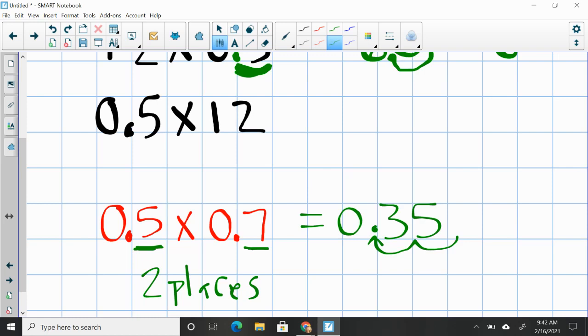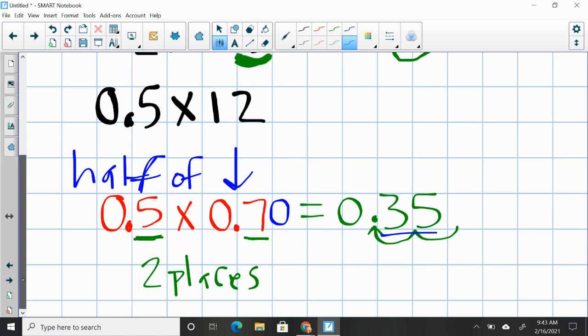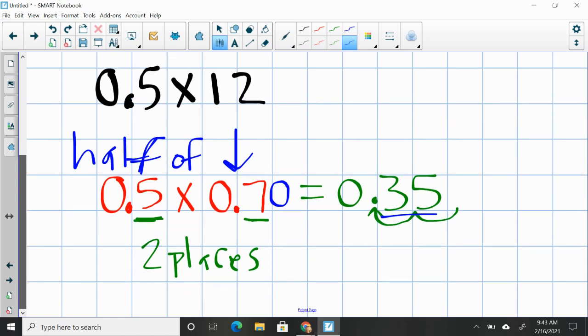Okay, so 5/10 times 7/10 is 35 hundredths. Okay, and again, if I explained it to you in the words of half, half of 7/10 is going to be 35 hundredths. Or half of 70 cents is 35 cents. So basically, when you're multiplying decimals, you're multiplying like normal and putting the decimal point in your answer.